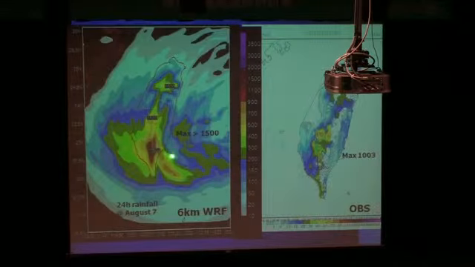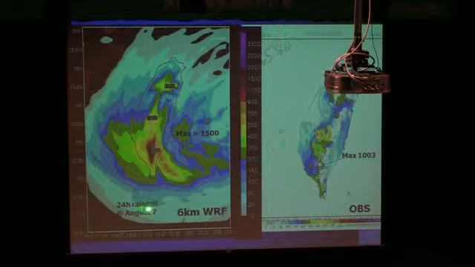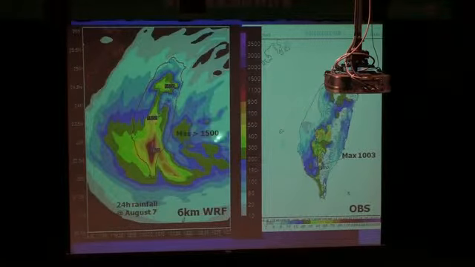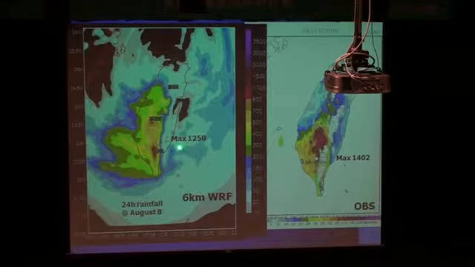And then this shows the comparison of the 24-hour accumulated rainfall on August 7th. The simulated maximum rainfall is above 1,500 millimeters, and the observed maximum rainfall is about this value. So for the first day, it's over. However, for the second day, the simulated maximum rainfall is also on the southern tip of the Central Mountain Range, about 1,250 millimeters, but the observed rainfall is much more than that. So for the second day simulation, we got less rainfall compared to observation.